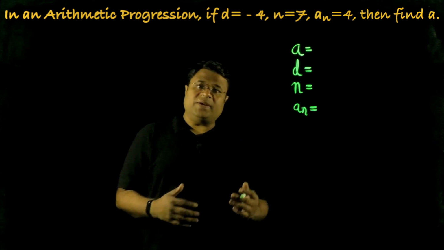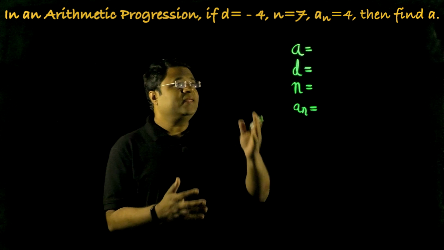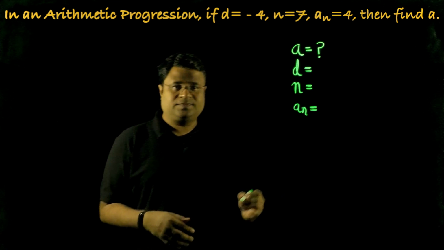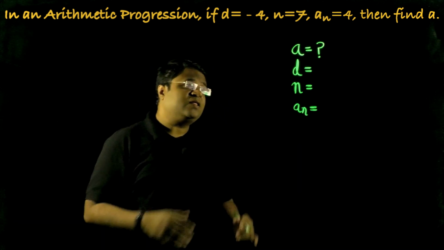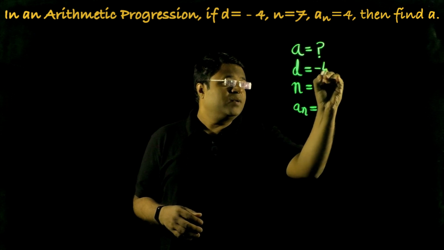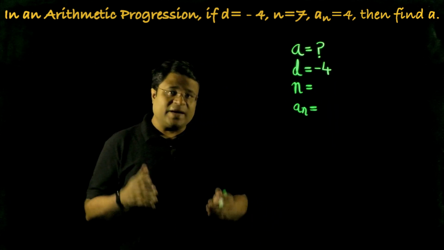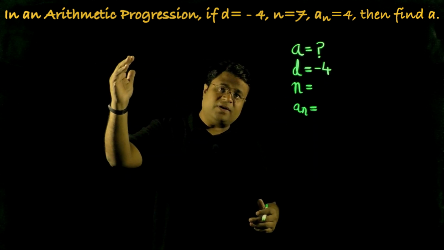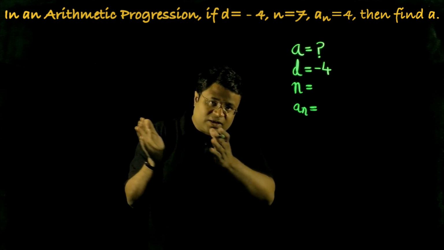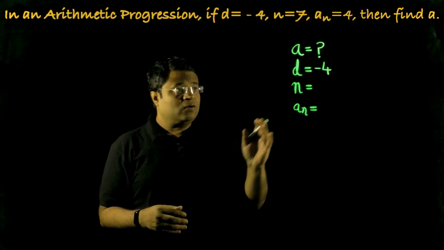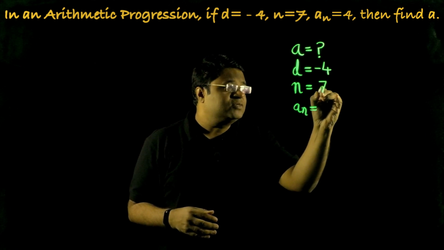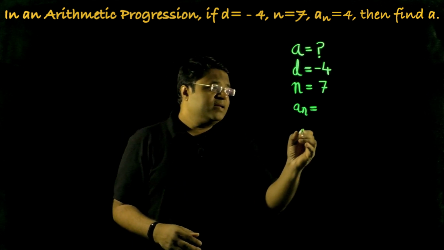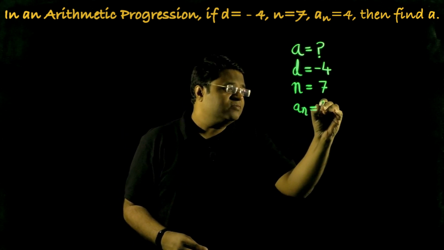This is a very simple formula based question of arithmetic progression, and they have not mentioned the first term. So I say it is not known to us. Now this is a decreasing arithmetic progression because the common difference is -4, so the terms are going down. So the first term must be a bigger number, and as we move, the terms reduce. Now there are 7 terms. We are aware that there are 7 terms in this progression, and the last term of these 7 terms is 4.